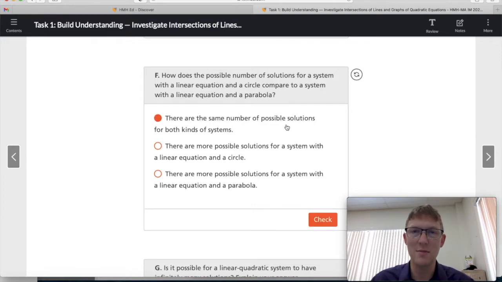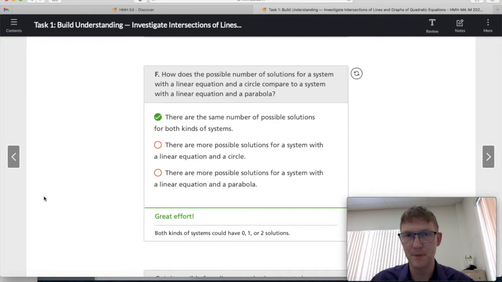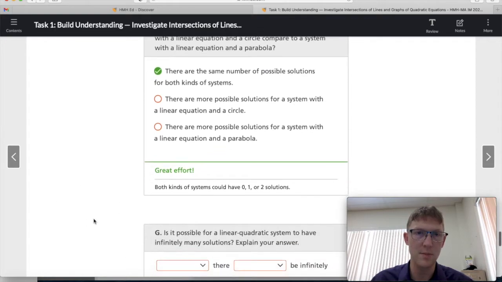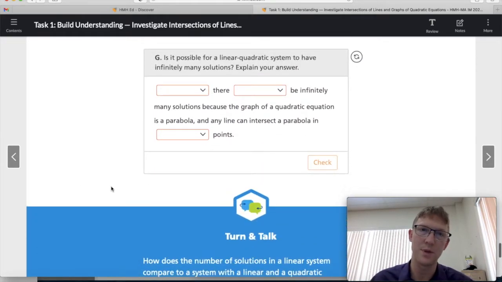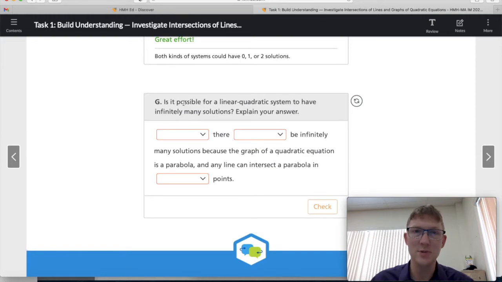So it's the same number. A circle, you can have 0, 1, and 2. A parabola, you can have 0, 1, and 2 as well. And is it possible for a linear quadratic system to have infinitely many solutions? No. The most you can have, again, if you have a line and a quadratic system, are 2.